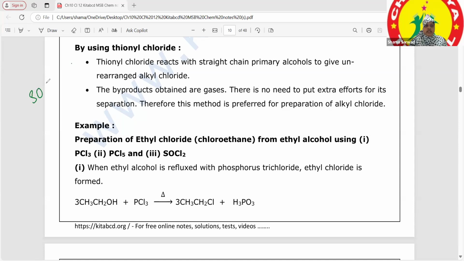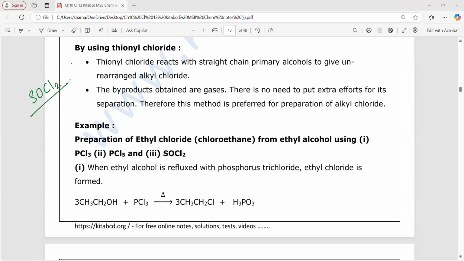Yes, yes. Thionyl chloride is SOCl2. Ma'am, this is the best method, right? Yeah, this is the best method. Why is it the best method? You know, the product and the byproduct which have been formed. The product which we expected, we get in this method, right? But apart from that, you get a byproduct and that byproduct would be in a gaseous state. So you need not use any other separation method to remove it. And hence it is the best method.